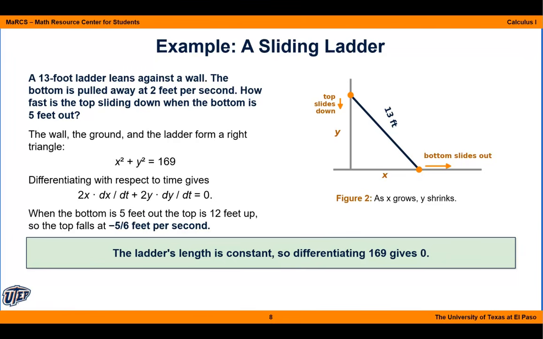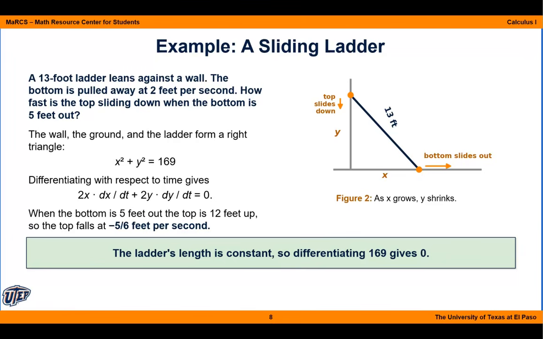Now let's consider a 13-foot ladder leaning against a wall. Let x represent the distance from the wall to the bottom of the ladder, and let y represent the height of the top of the ladder. The wall and the ground form a right angle, so the Pythagorean theorem connects the variables. x squared plus y squared equals 169.